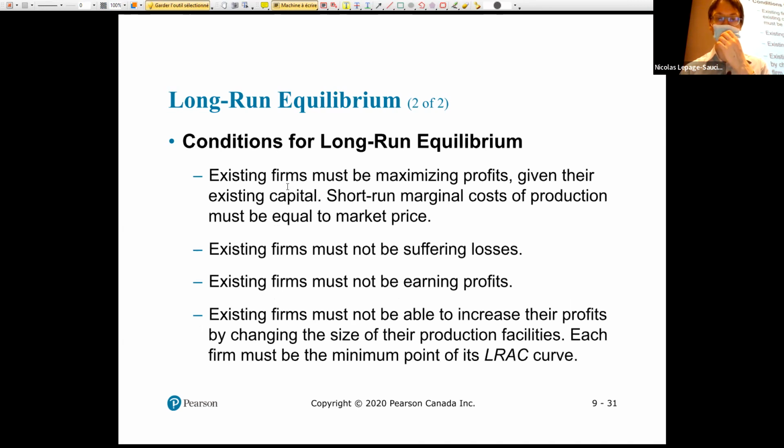Yeah, so long run equilibrium. Existing firms must be maximizing their profit. Existing firms must not be suffering losses. Existing firms must not be earning profits. Existing firms must not be able to increase their profit by changing the size of their production facilities. Okay, so this is long run equilibrium.